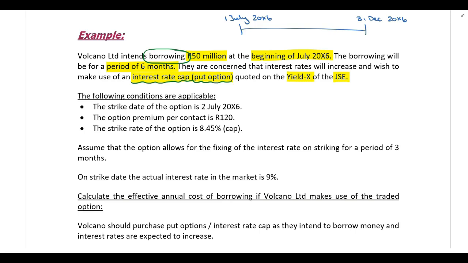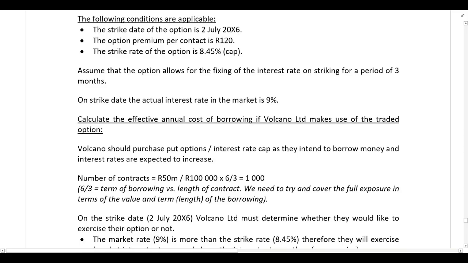So they are going to want an interest rate cap or a put option. So I don't need to tell you that in the question. You must be able to come up with that information on your own. And you will see it is also included in our solution for completeness sake. So they should purchase a put option or an interest rate cap because they want to borrow money and they are worried about interest rates increasing.